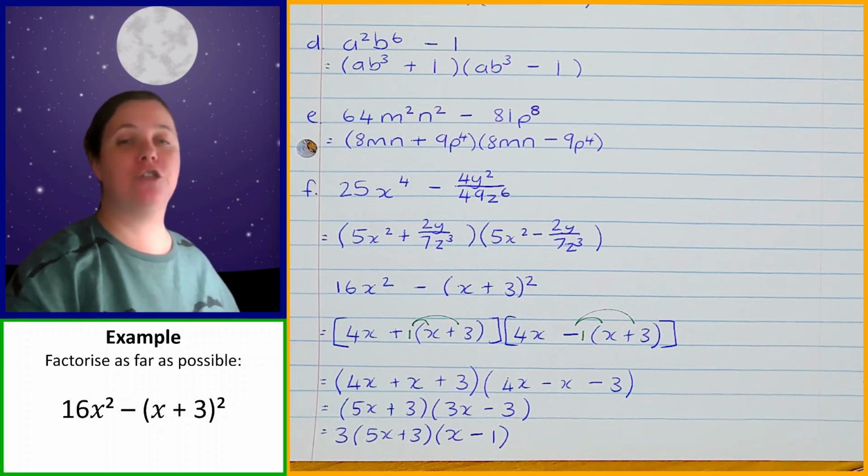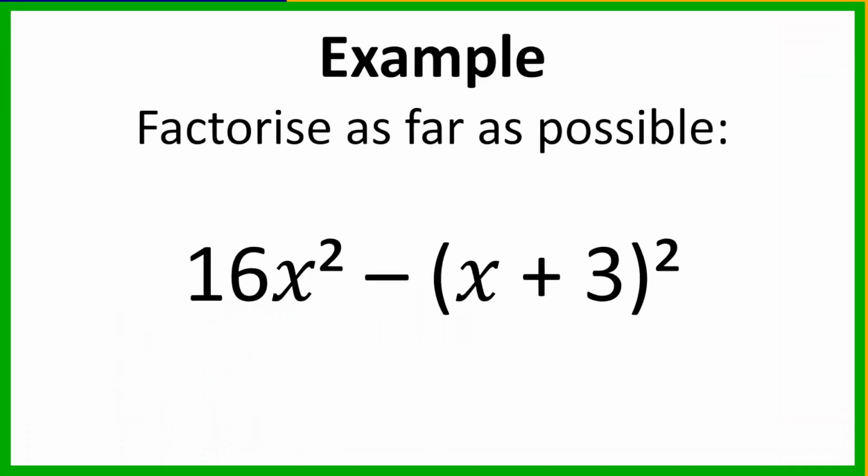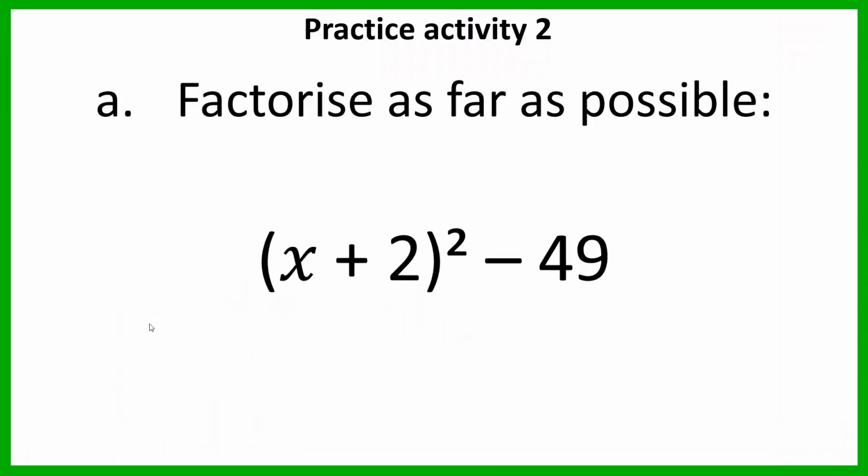Okay, so I'm going to give you a few that you're going to do for yourself. Here's the first one you're going to do. You've got (x plus 2) squared minus 49. I'm going to give you 1 minute to factorize this question.